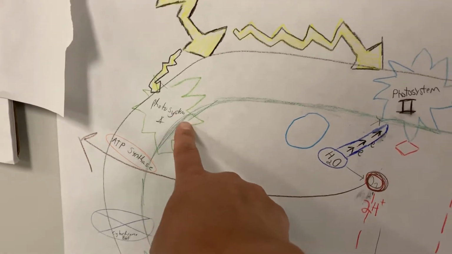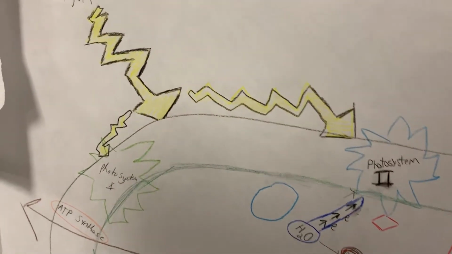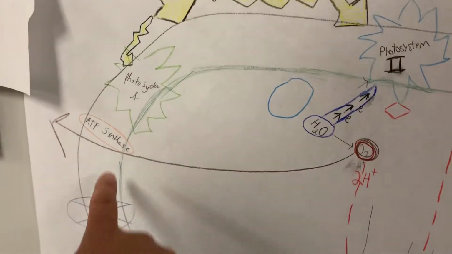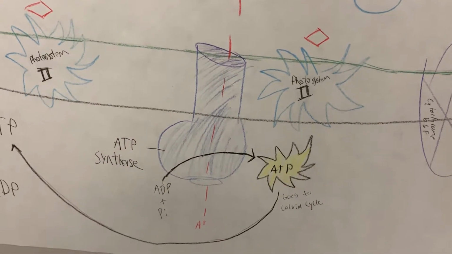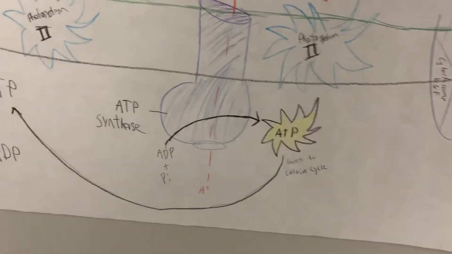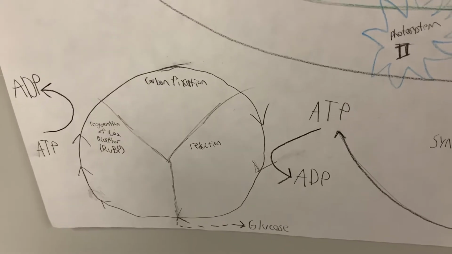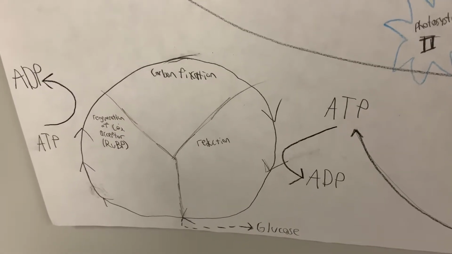Photosystem 1 needs to be making NADPH after that. We have the ATP synthase, which is down here. And so there's the hydrogen traveling through and generating ATP, which is going to go into the Calvin cycle. I don't see carbon here, and I don't see NADPH.